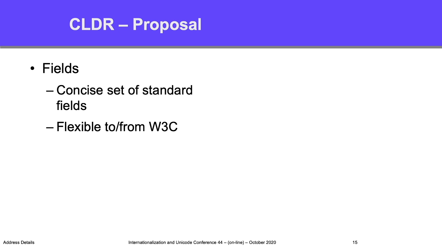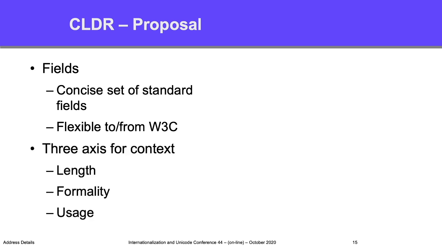First part is to define a standard, concise set of fields that are flexible and work well with W3C. One of the design aspects is to be sure it has a high degree of usability for developers and usability for the end user. It also takes into consideration these three axes for context: the length, the formality, and the usage.